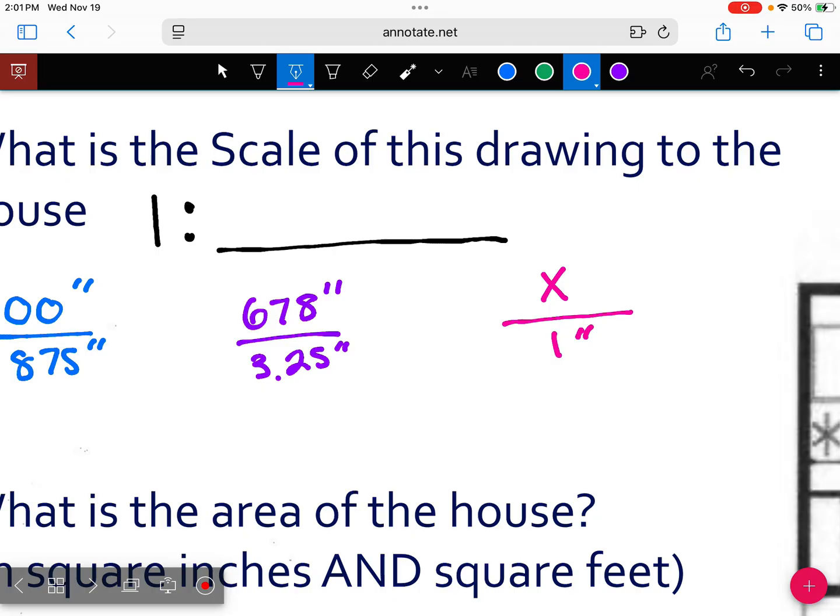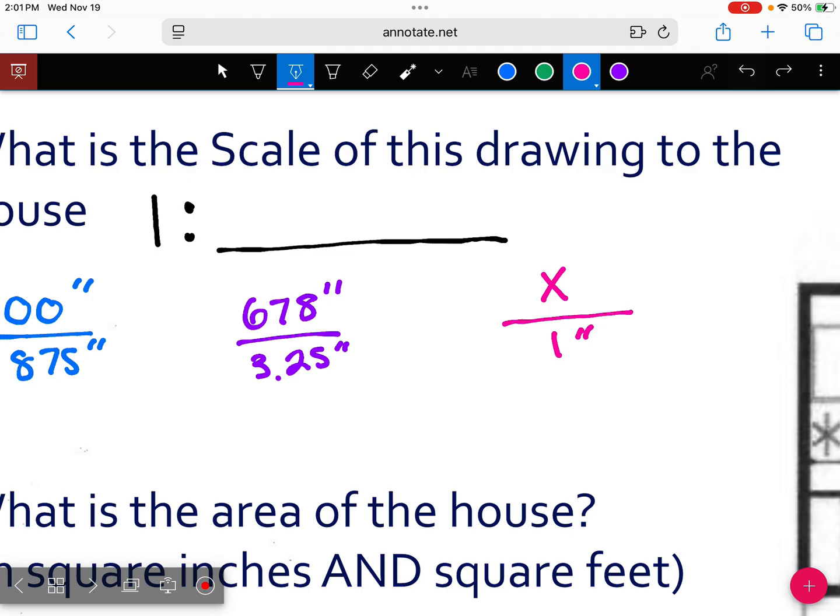So you can set up either another set of similar fractions. We can simplify one of these fractions to get there, but I want to know what number would go here. You can use either one of these ratios to figure it out. We should get the same ratio either way. So we need to know how many inches on the real house that 1 inch on the picture is going to represent.